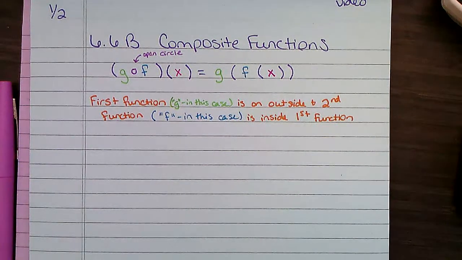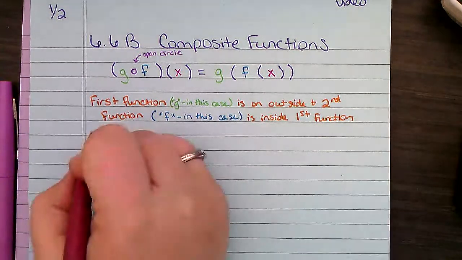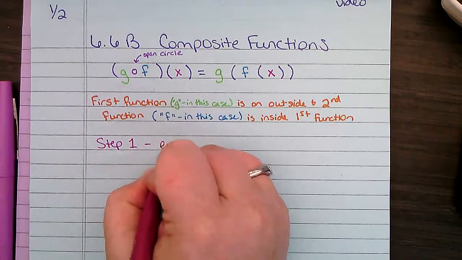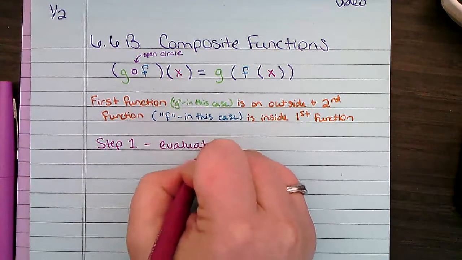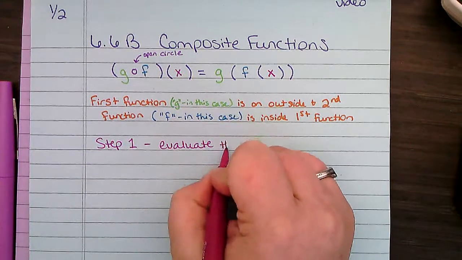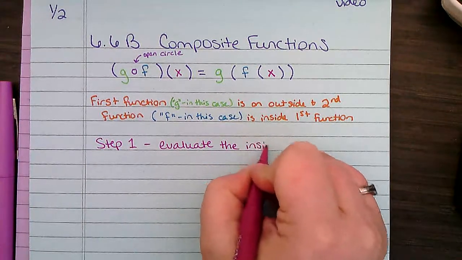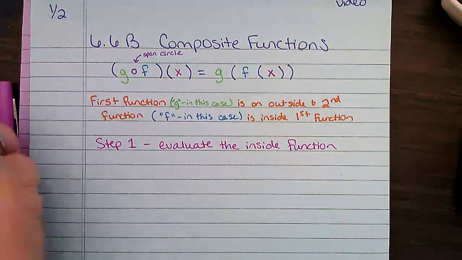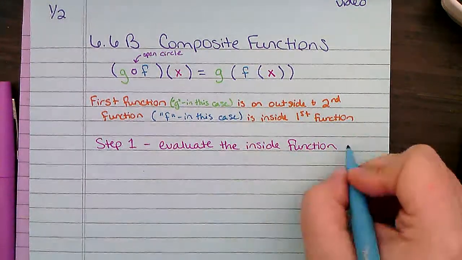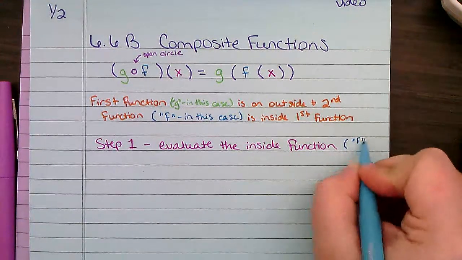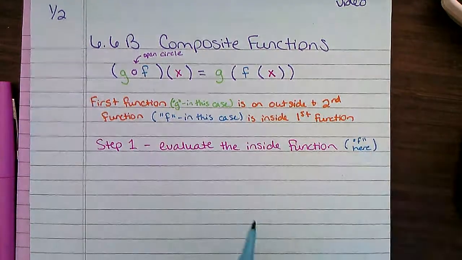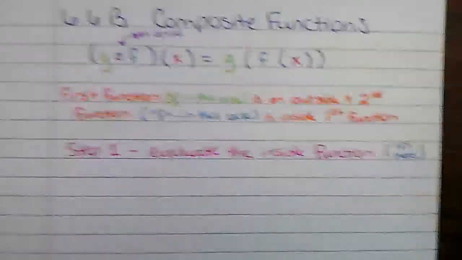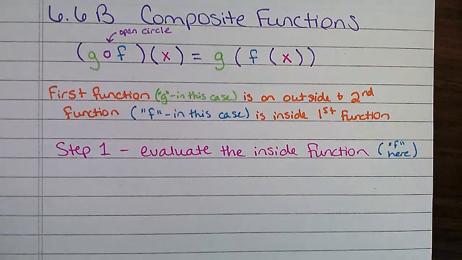Okay, so we've got some steps. Step one is to evaluate, or take whatever number it gives you and plug it into the inside function. The one on the inside here is f. Now yours on your assignment may be different letters, and that's okay. Let's get a little closer. There we go.